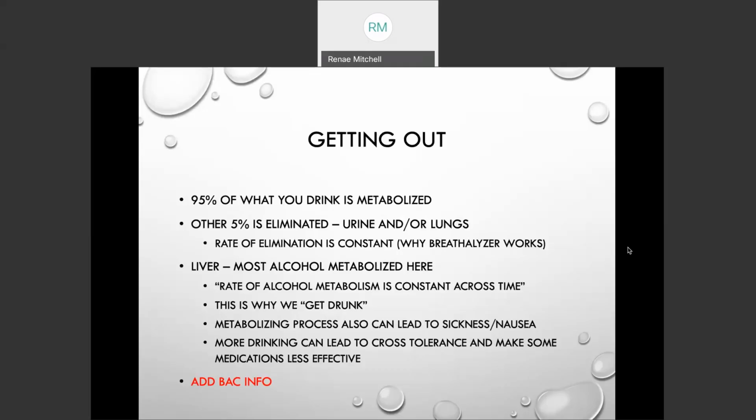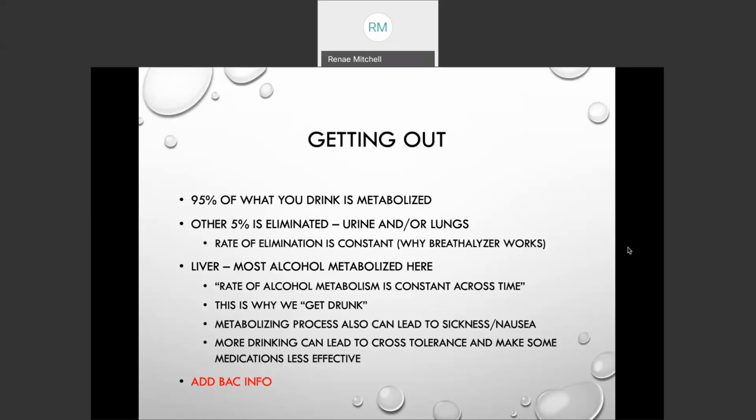Most alcohol, though, 95%, is metabolized in the liver. What that means is that the liver is processing the alcohol. It takes the alcohol that's ingested and it turns it into another substance before it breaks it down fully. And that other substance is what leads to intoxication. That's why people feel drunk. So it actually converts the alcohol that's ingested into another form. That's what has an intoxicating effect on us. It's also what can lead to other symptoms, so not just feeling intoxicated, but also feeling sick or nauseous.